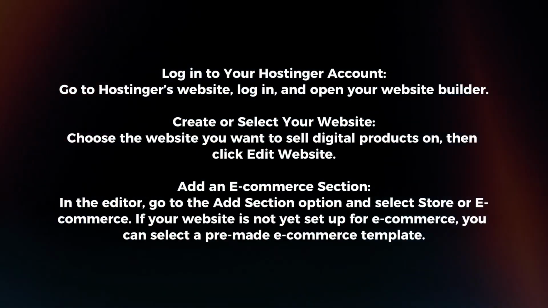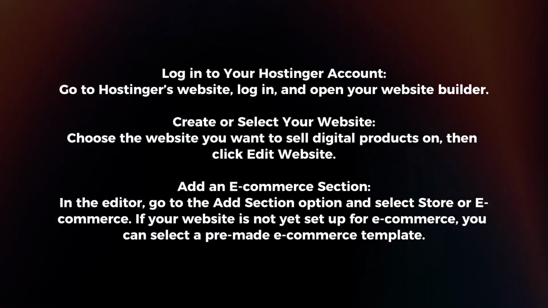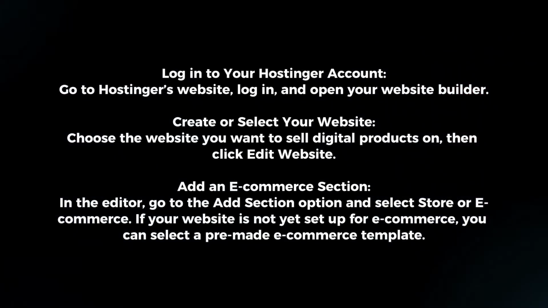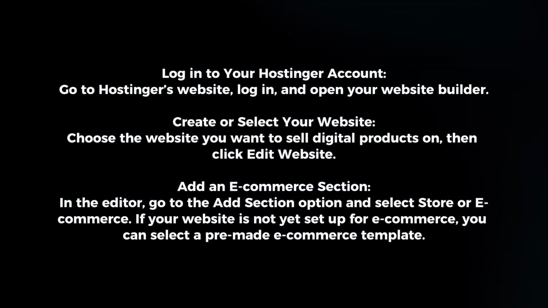Log into your Hostinger account. Go to Hostinger's website, log in and open your website builder. Create or select your website. Choose the website you want to sell digital products on, then click Edit Website.